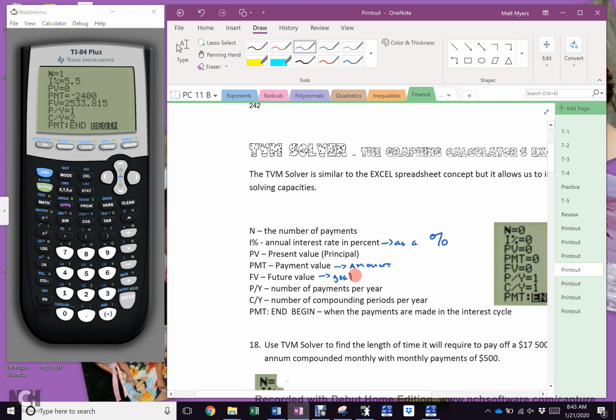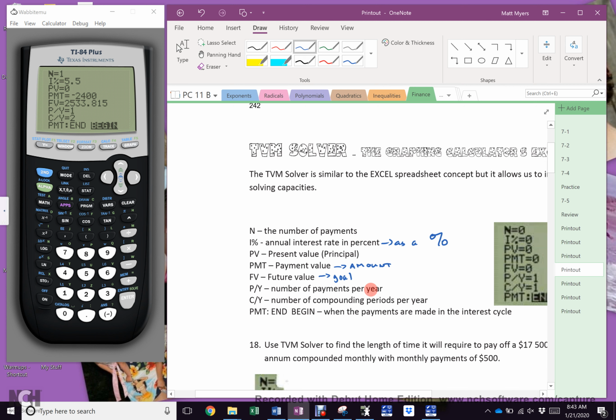So if I'm saving up for retirement, my future value is going to be a big number, yes? If I'm paying down a loan, my future value will be what? 0, because I'm trying to get to 0. Everybody understand? So if I'm saving up, my principal is nothing, because I'm starting from nothing, and my future value is going to be a big number. If I'm paying a loan, my principal value is up, and I'm working down to 0. Everybody cool?